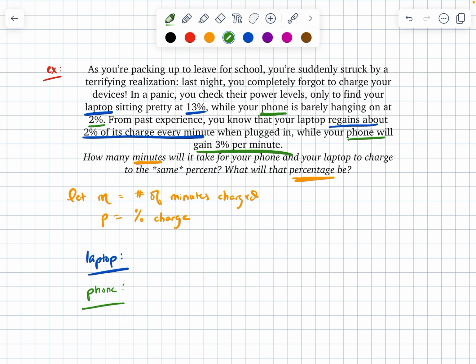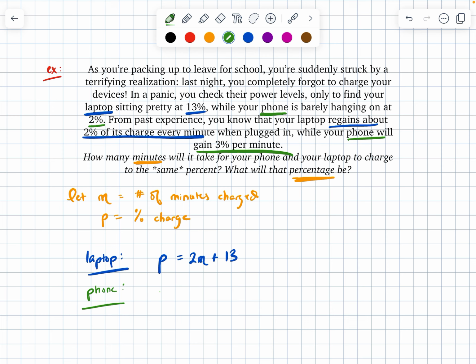Now, if I'm thinking about how to model these things, I'm interested in finding the percent that my laptop or my phone is at. So that's my p, my percent charge. How would I calculate the percent charged for the laptop? I know that the laptop starts at 13%, but it also gains 2% per minute. Thinking back to some units past, if I multiply 2% per minute by the number of minutes that I charge, that should give me the percent that I gain. So percent total would be 2m plus 13.